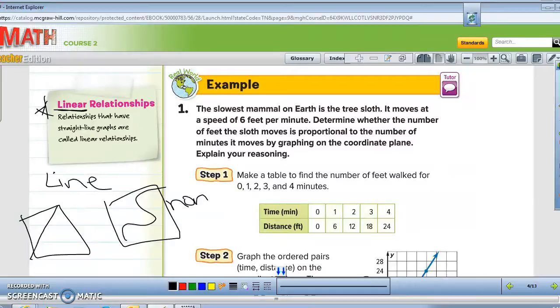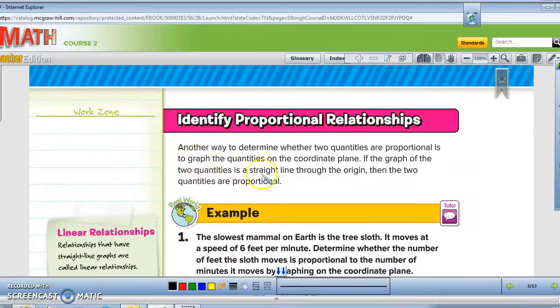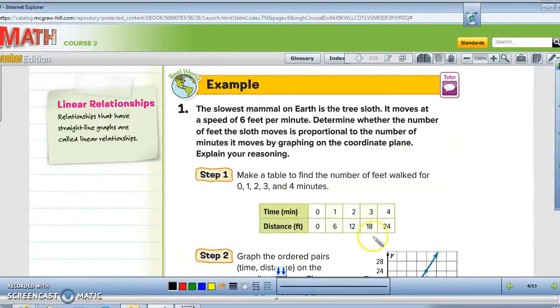So super easy word, linear, non-linear. And so the reason that we're talking about linear is because if you go back up, we said proportional graphs have to make a straight line. So they have to be linear. So go ahead and read example 1, pause this video, read example 1, and then come back, we're going to talk about it.